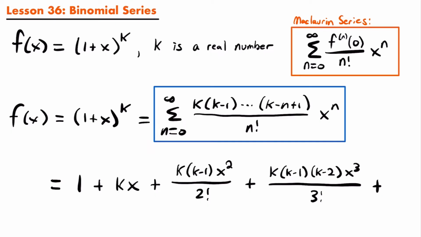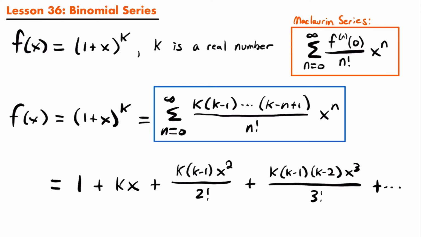All right, so we could continue to add on more terms from there. When n equals 4, we'll have k times k minus 1 times k minus 2 times k minus 3, then x to the fourth power divided by 4 factorial, and then you could keep on adding more terms from there. All right, so these are what the terms of the binomial series look like.